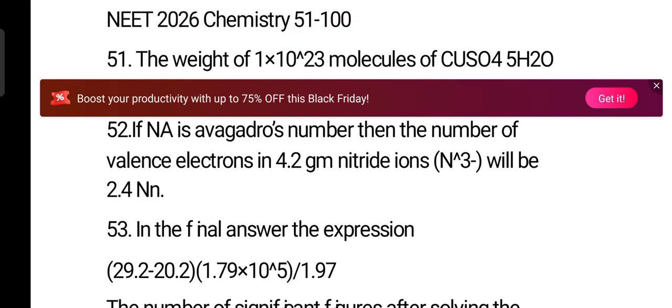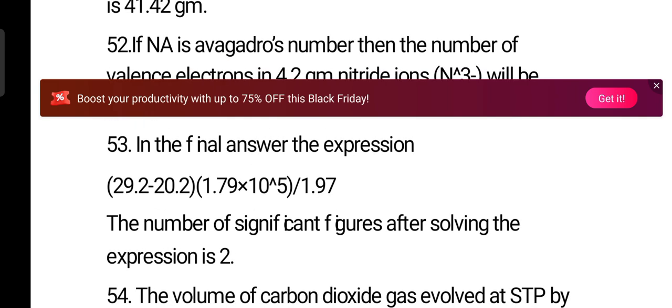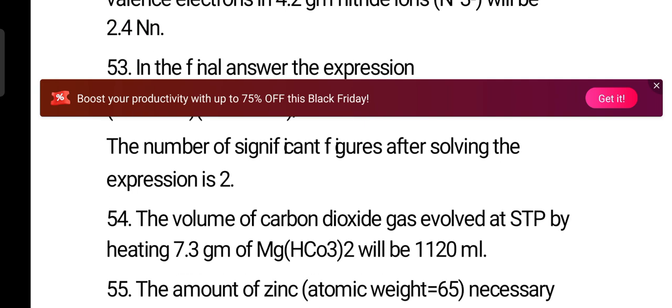In the final answer, the expression 29.2 minus 20.2 into 1.79 into 10 power 5 by 1.97. The number of significant figures after solving the expression is 2.